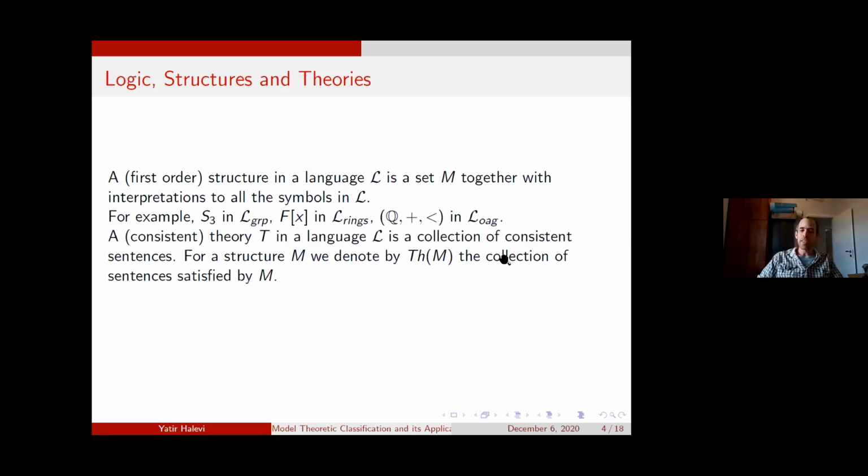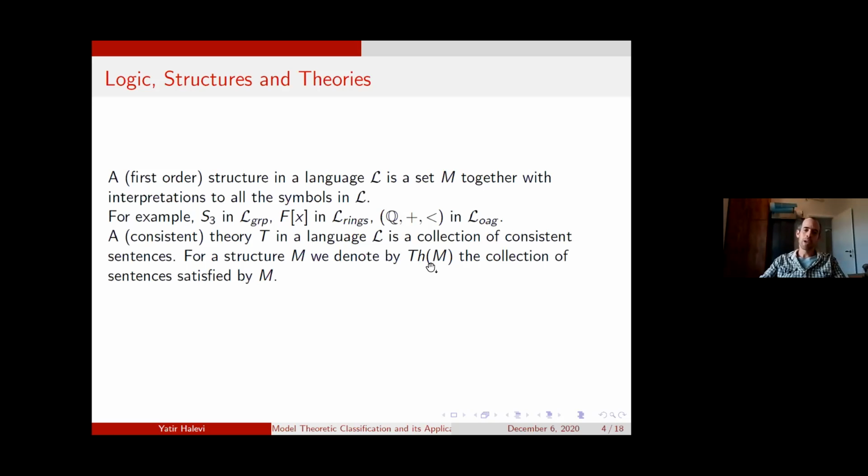A consistent theory in a language is a collection of consistent sentences, which means, for me right now, just a collection of sentences for which you can find a model, a structure that satisfies all these sentences together. So for instance, if you take the axioms of groups, just groups, then it's consistent because you can find groups that satisfy all of them, say S3. They satisfy all the axioms. So all these axioms together, the theory, is consistent.